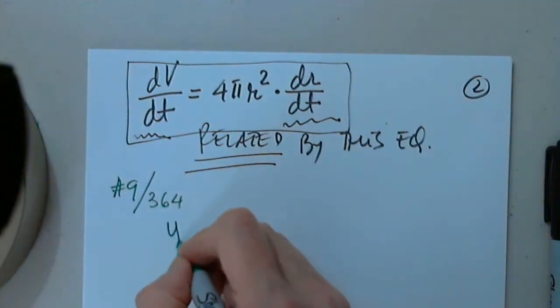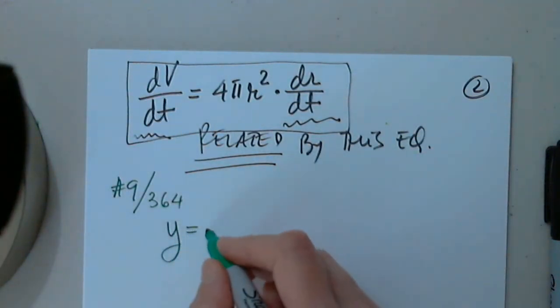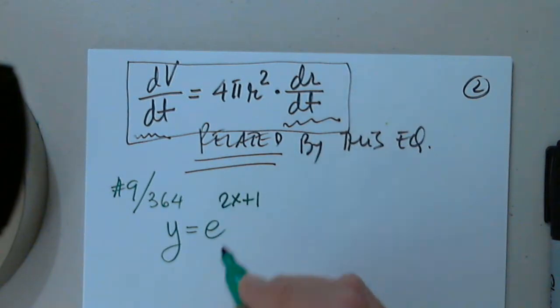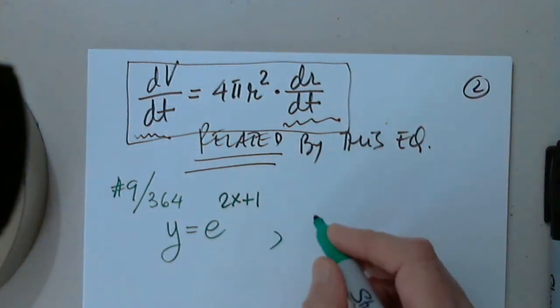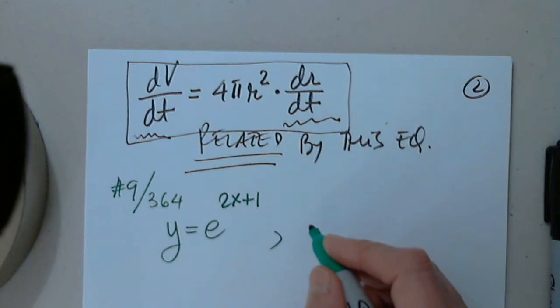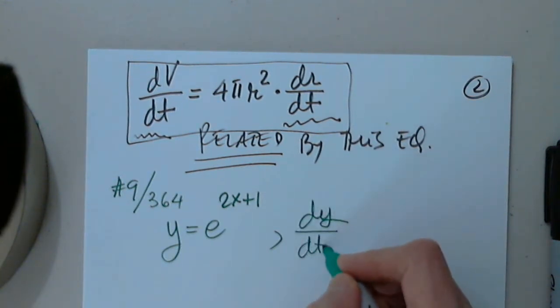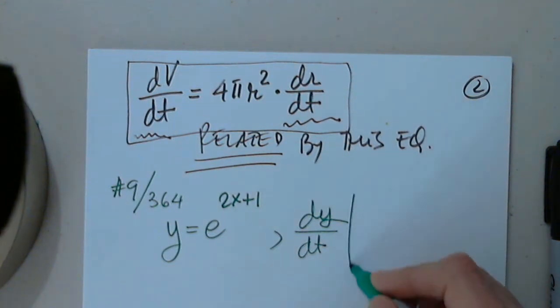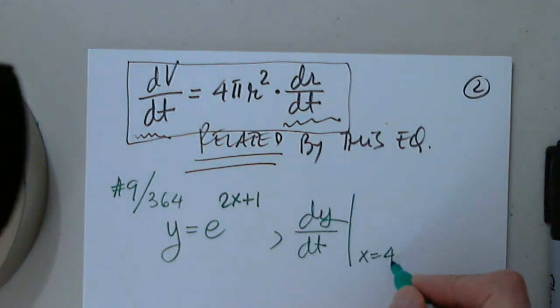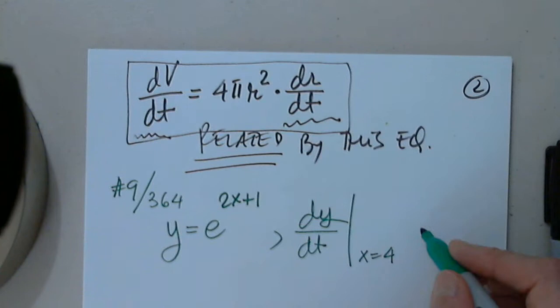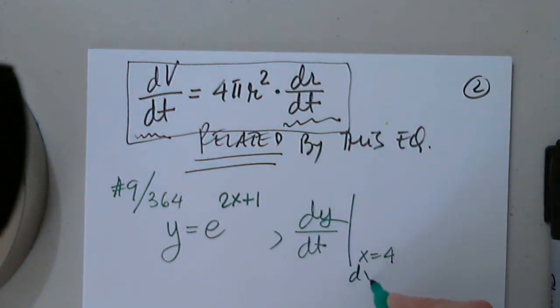We are given y equals e raised to 2x plus 1. They're asking us to find dy over dt when x is 4 and dx over dt is 0.5.